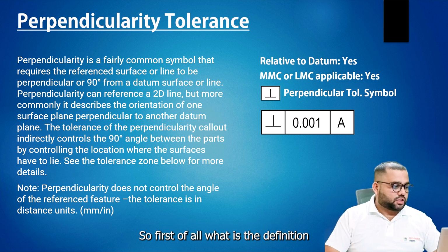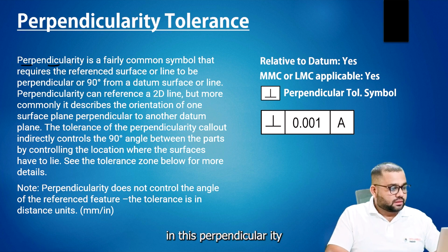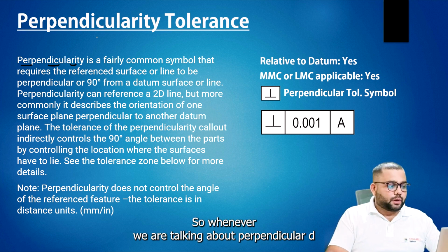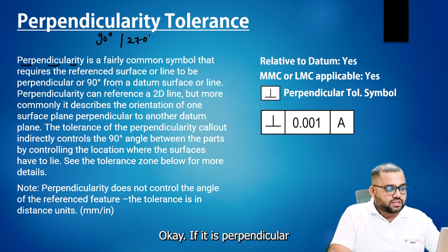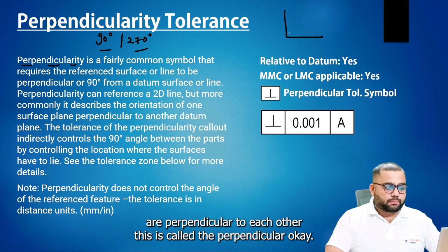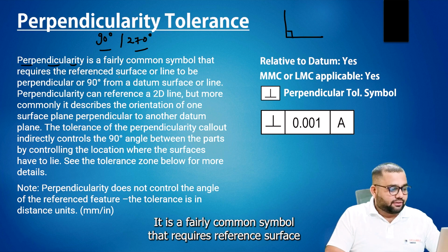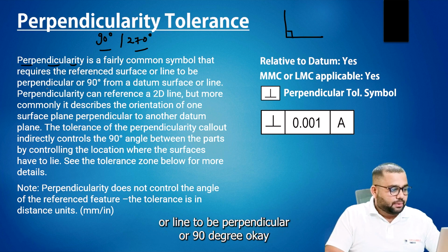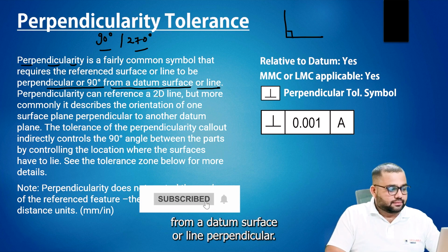First of all, what is the definition? Perpendicularity is a fairly common symbol. Whenever we are talking about perpendicularity, we are talking about a 90-degree angle or 270-degree angle, which is perpendicular. Whenever two surfaces are perpendicular to each other, this is called perpendicularity. It requires a reference surface or line to be perpendicular, or 90 degrees, from a datum surface or line.